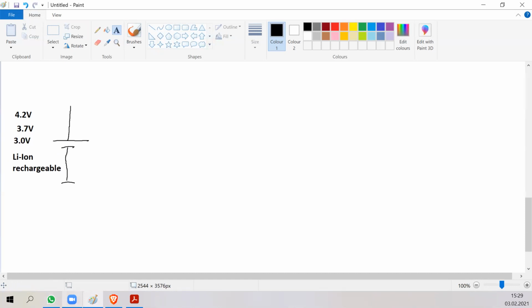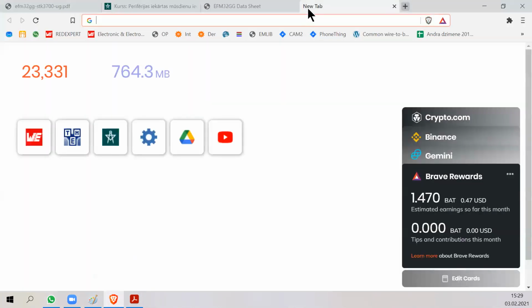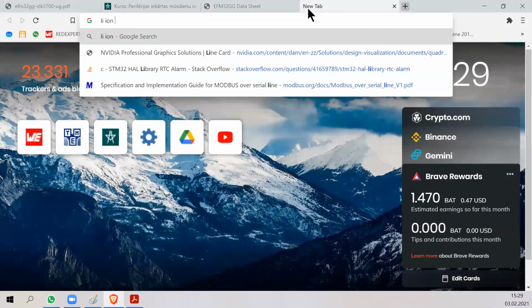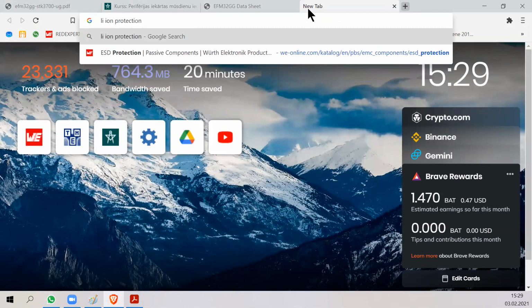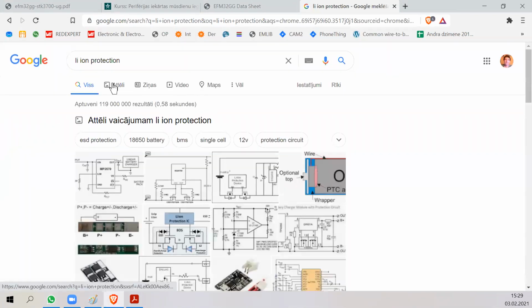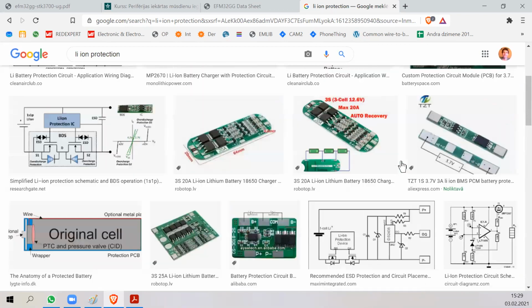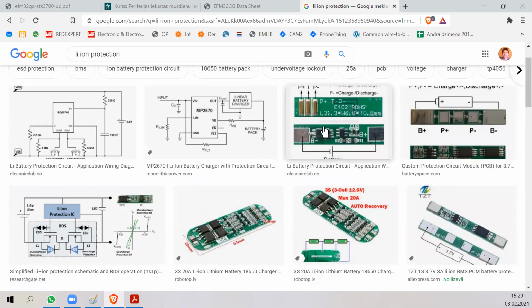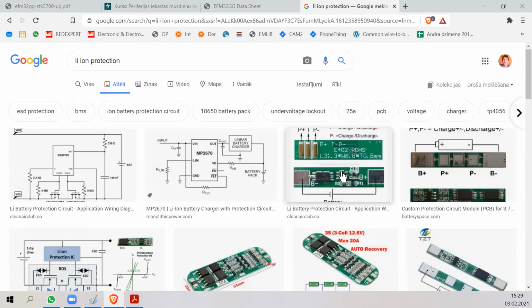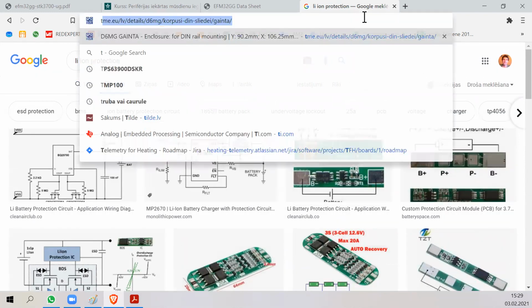There's a small board. You can actually check it out on the internet. Li-ion protection. So in many batteries, there's actually this small board next to the battery. Let's see, TME.